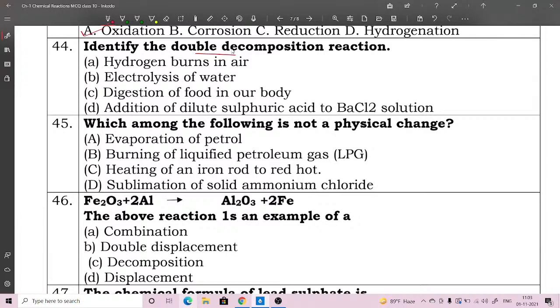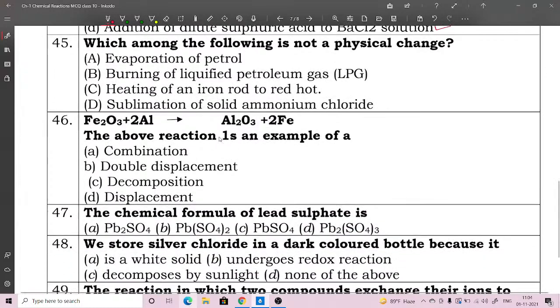So the correct answer: hydrogen burn in air is combination, electrolysis is decomposition, digestion of food is displacement. Here double decomposition reaction is taking place between dilute sulfuric acid and barium chloride. So the correct option is D. Let us move on to question number 45.